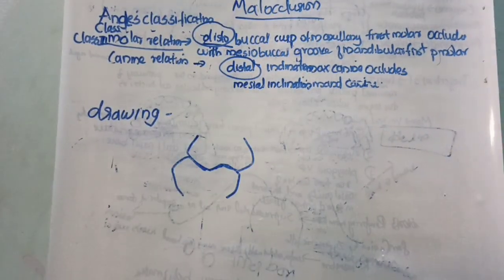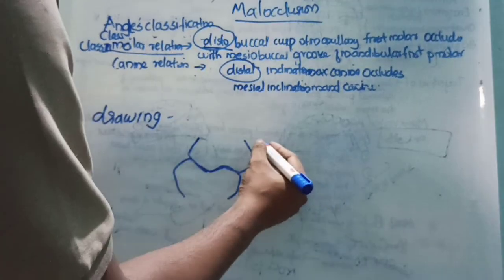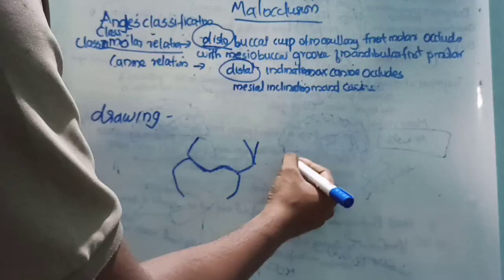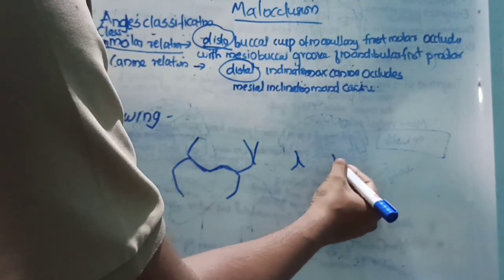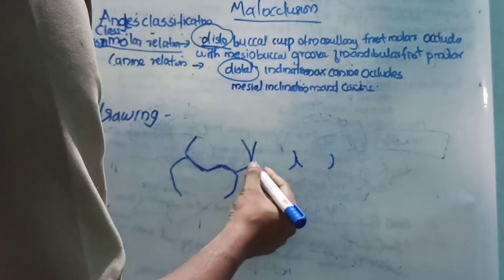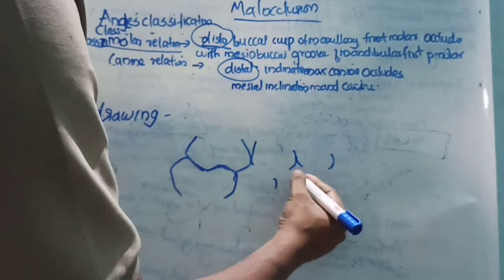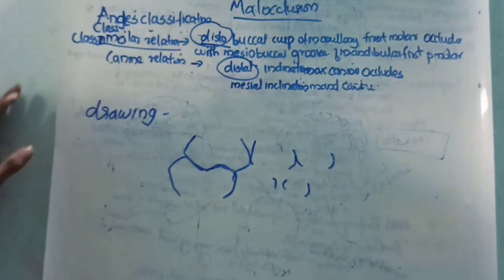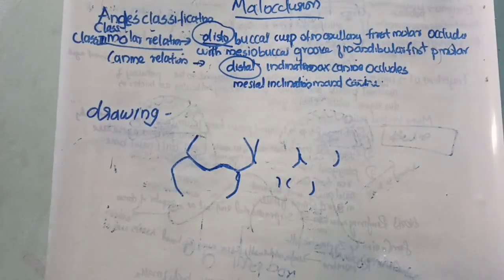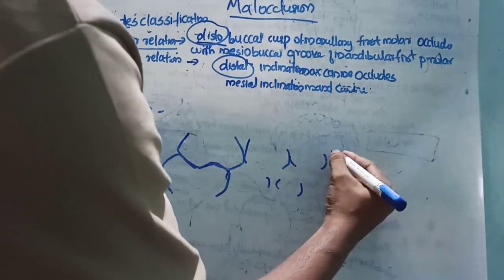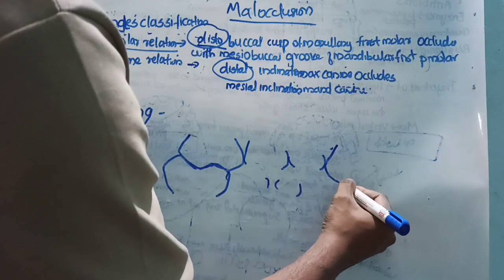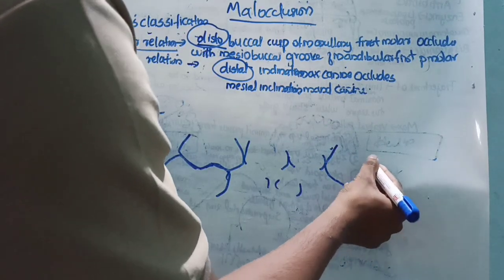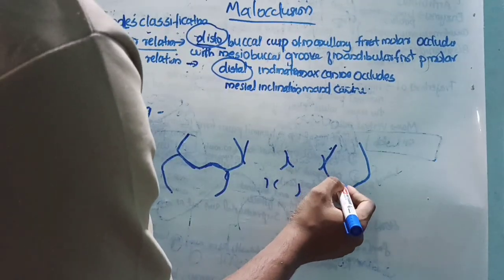first molar. And next thing, as in class 1, we have to leave space for the first premolar, second premolar, and there also first premolar and second premolar. Next thing we have to draw the canine. Here is the canine. It's a diamond shape like this. You have to draw both distal inclination and mesial inclination.